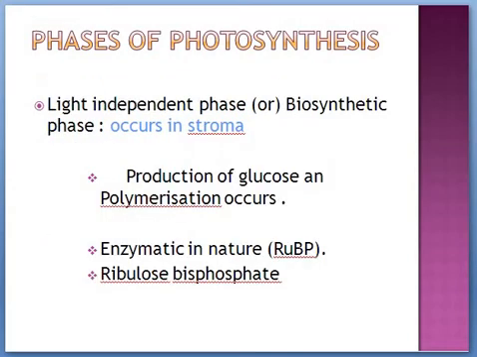What occurs during the dark phase, that is the second phase of photosynthesis, is production of glucose or polymerization later. You are learning that it occurs in the stroma, and the previous one, the light phase, occurs in the grana membrane. This occurs in the stroma. And I gave you one more piece of information about that enzyme which is found in almost all organisms and is used at the time of photosynthesis, ribulose bisphosphate.